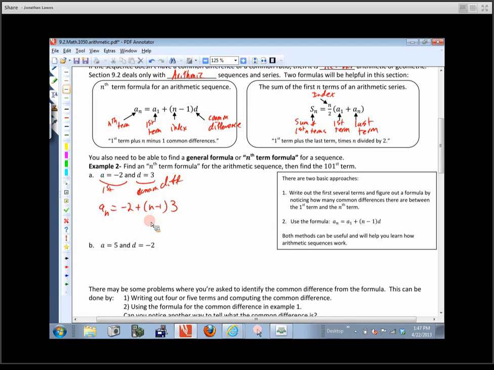Now, very seldom do you see it written like this. We normally clean it up just a little bit. So what we're going to do is distribute through. So a sub n would be -2 plus, this would be 3n minus 3. I'm going to put the two of those together, and it's a sub n equals -5 plus 3n, if you want to write it that way. If your neighbor writes it as 3n minus 5, that's totally okay. Either one of those is acceptable.